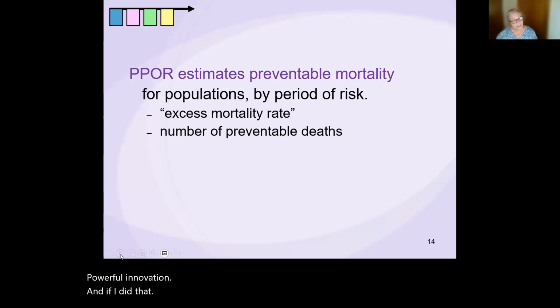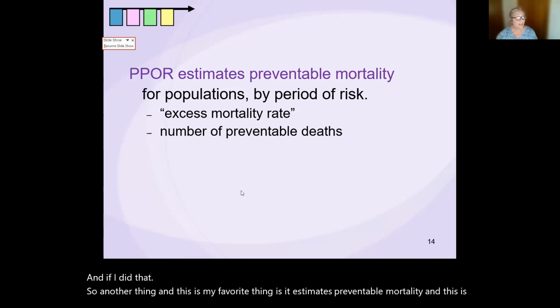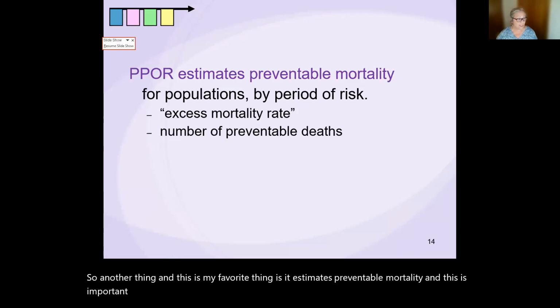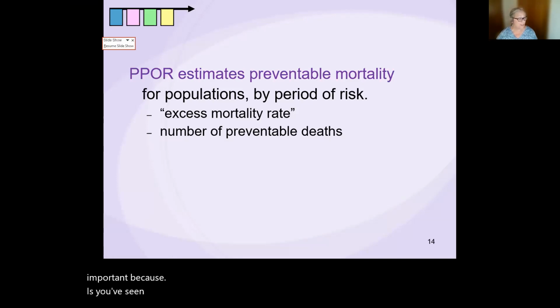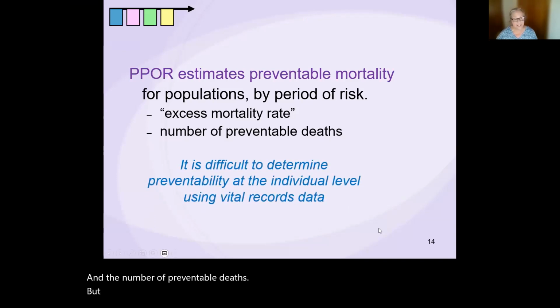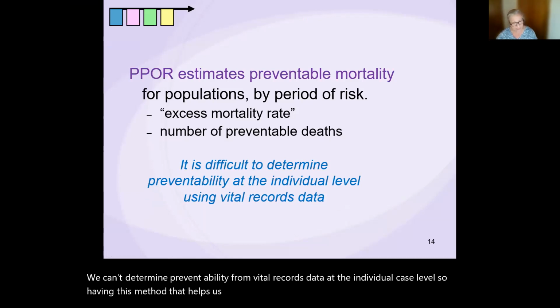So another thing, and this is my favorite thing, is it estimates preventable mortality. And this is important because, as you've seen already, excess mortality rates and the number of preventable deaths matter. But we can't determine preventability from vital records data at the individual case level. So having this method that helps us estimate preventability, granted with some assumptions, is really helpful.